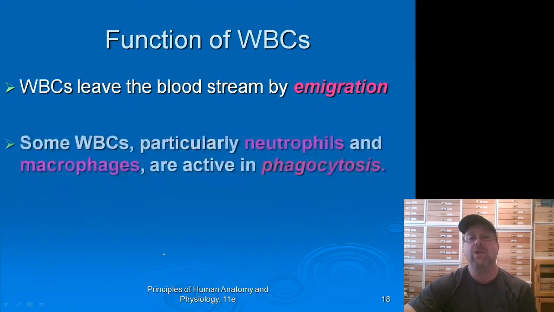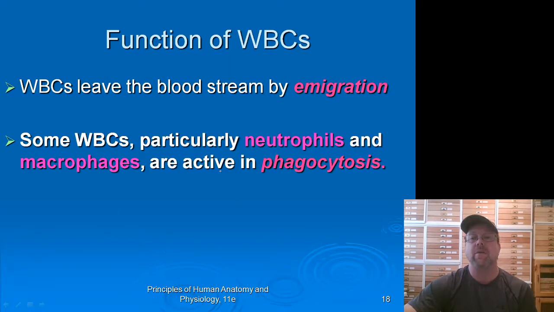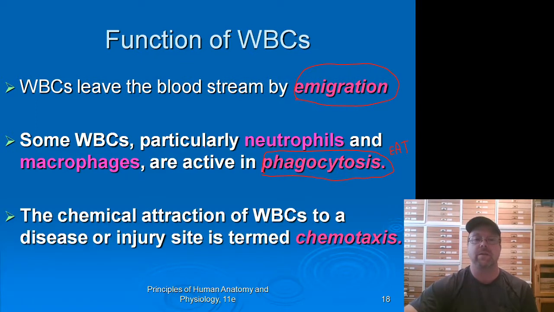Okay, so the function of white blood cells is to emigrate through our body. That means leave the bloodstream and go fight foreign invaders. Some white blood cells, like I mentioned, neutrophils and macrophages, undergo a process called phagocytosis, where they eat foreign invaders, right? So phagocytosis is cell eating. And if we eat the foreign invader, we can eliminate it as a pathogen. So these two types of white blood cells are going to undergo phagocytosis.